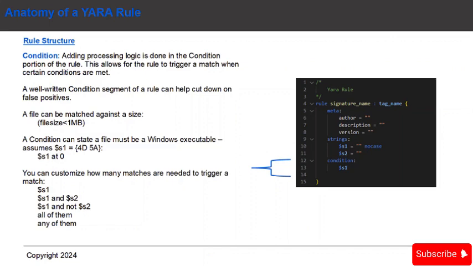We've got an example of that here where we define a condition where our $S1 equals, inside the braces, 4D5A, and it matches at the 0 position within the file. That's just another example of how you can set a condition to operate within your rule. So just a quick refresher on your rules, or perhaps a very quick introduction to them. You will become much more familiar with these as we work through the rest of the course.